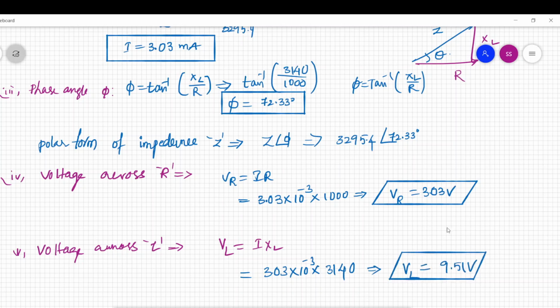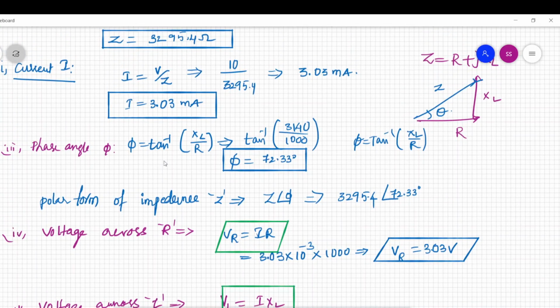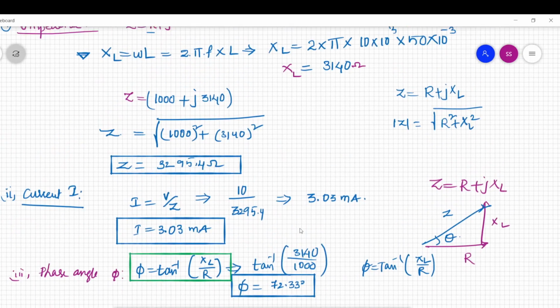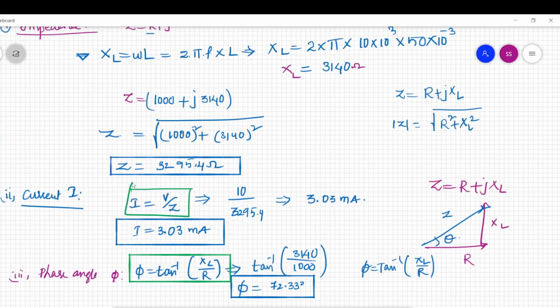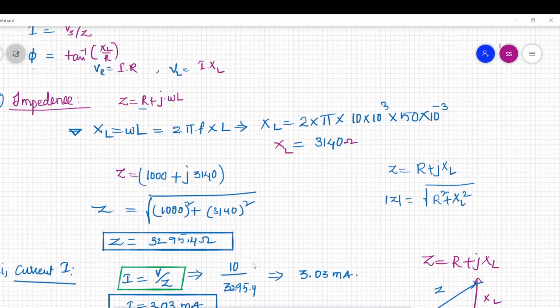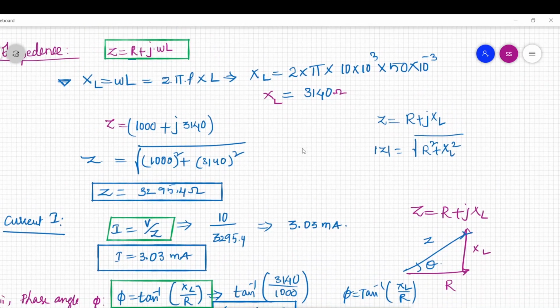Okay, so you need to have a basic idea about these formulas, then only it will be easy to solve numericals. You need to remember these formulas: voltage across inductor, voltage across resistor, impedance angle, nothing but phase angle, total current in a series circuit, that is V by Z, and impedance in a series RL circuit, that is Z equals R plus j omega L. So these are the formulas you need to remember. Okay, now let us proceed to the second question.